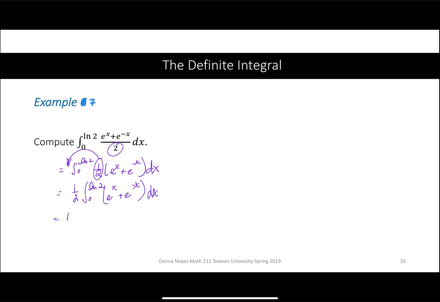Well, the integral of e to the x is e to the x, and the integral of e to the negative x is 1 over -1 e to the negative x. And we want to evaluate it from 0 to the natural log of 2. We do a little simplifying, we get e to the x minus e to the negative x from 0 to the natural log of 2. When we plug those values in, we get 1/2.